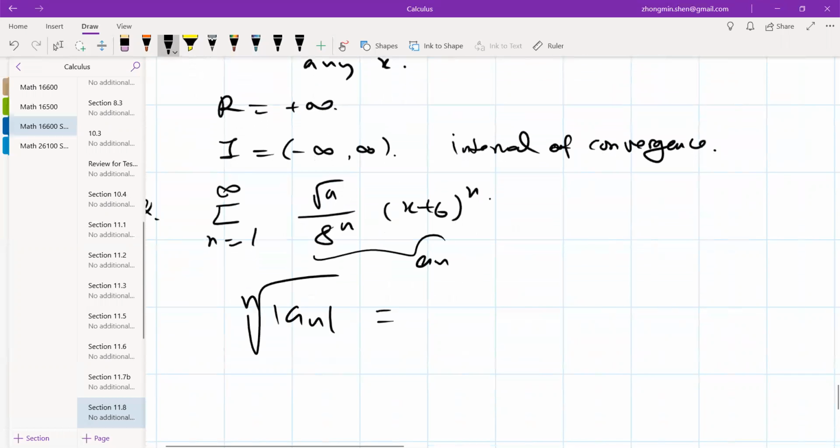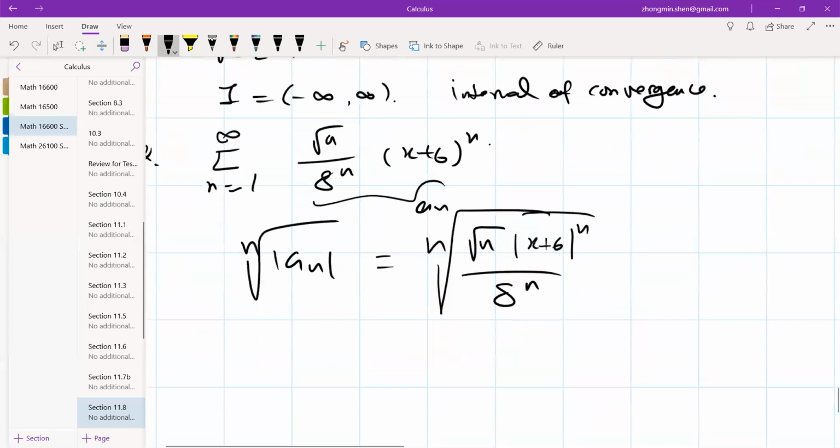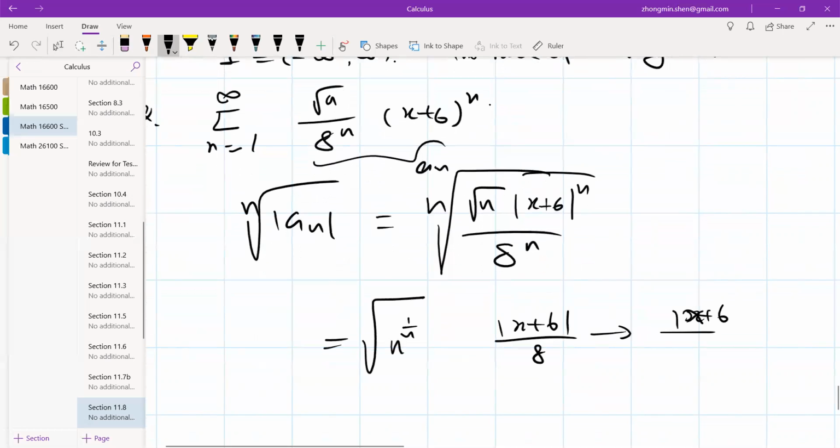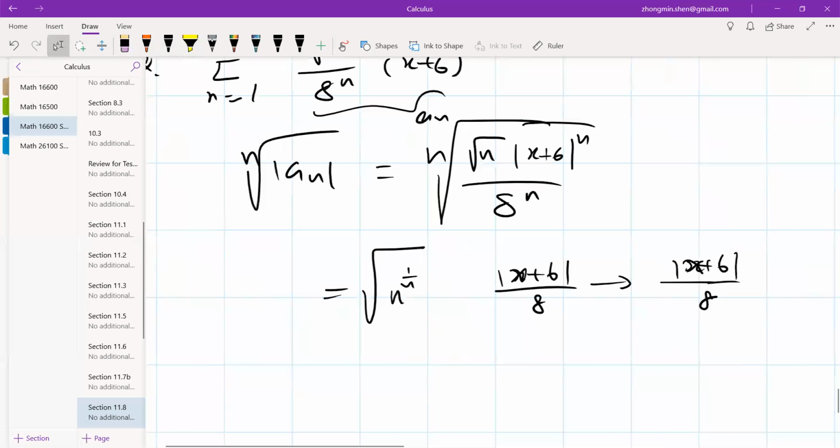So then you can get the limit. The only problem is the nth root of square root n. How to express it? The nth root of square root n is the square root of the nth root of n, times the absolute value of x plus 6 over 8, and that limit is going to be 1. So you have the limit.